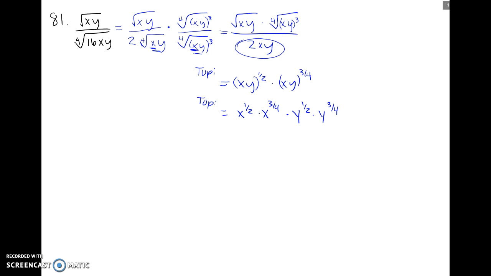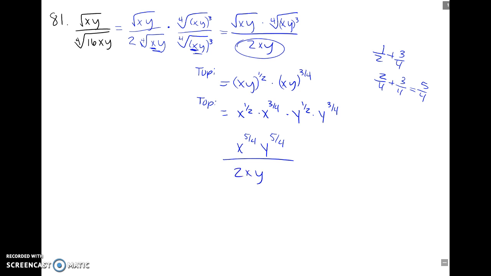Now I need to combine my fractions. So 1/2 plus 3/4 is 2/4 plus 3/4, which is 5/4. Okay, so on the top I have x to the 5/4, and then the y is going to be the same, y to the 5/4. And this is all over 2xy.